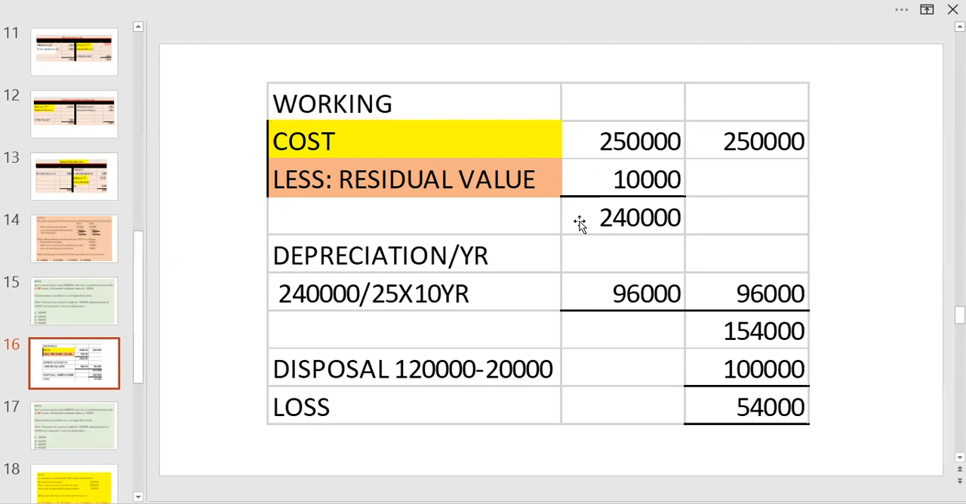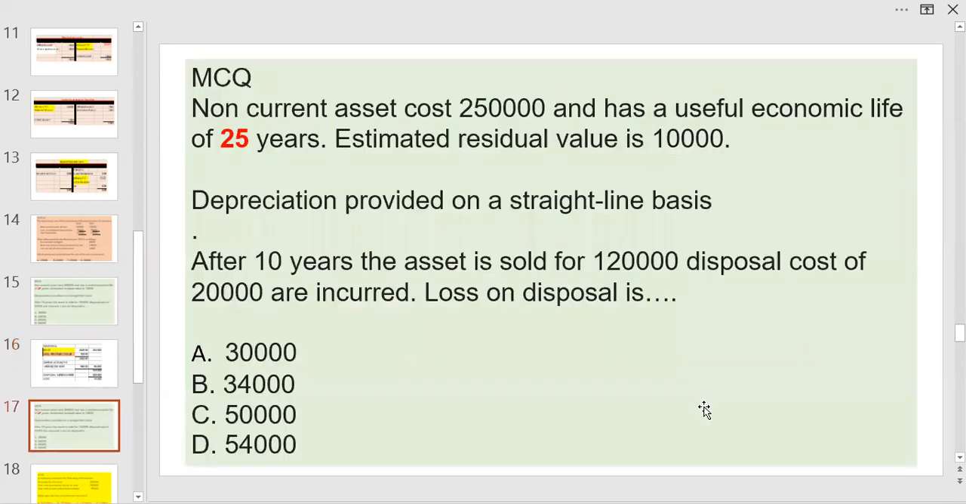Therefore, depreciation for 10 years, 96,000. If you deduct it from the cost of 250, it will be 154,000. Therefore, NBV, net book value, will be 154,000. Next, disposal income 120 minus disposal expenditure 20. Therefore, net disposal income is 100. Compared with that, the loss will be 54,000. Therefore, the answer is D.